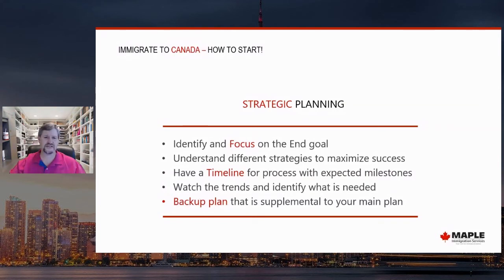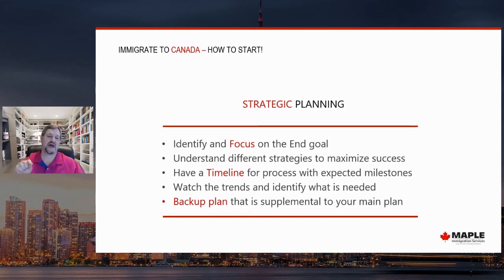Okay. Understand different strategies to maximize success. So let me give you an example. A strategy in Express Entry is maybe leaving a spouse as a non-accompanying because they're dragging down the points. Okay. That could be the difference of you coming to Canada and not coming to Canada, right? Because your points would be able to go up.